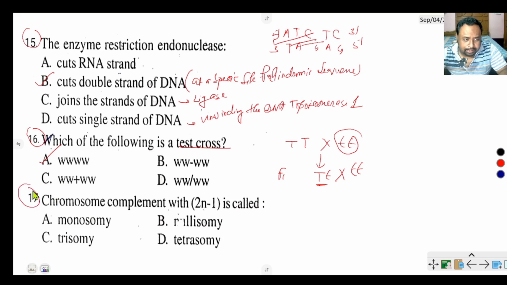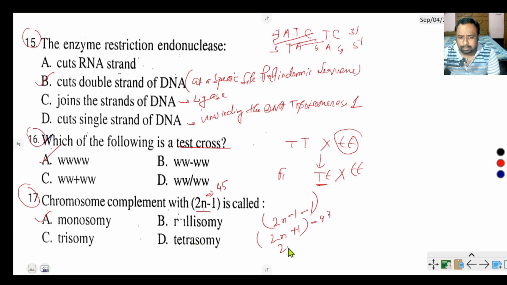Question number 17 says chromosome complement with 2n-1 is called monosomy. 2n-1 is monosomy, or chromosome number reduced by 1, that is 45. Nullisomy means when chromosome number is decreased by 2, that is nullisomy. Trisomy is when chromosome number is increased by 1, that means 47. Tetrasomy is when chromosome number is increased by 2.